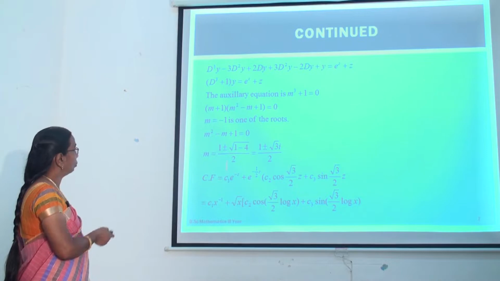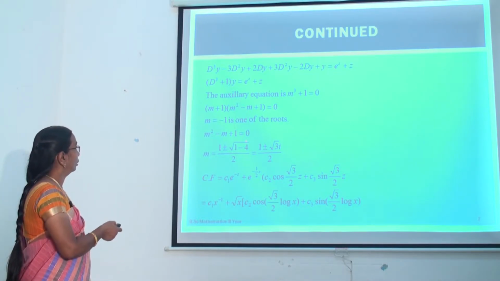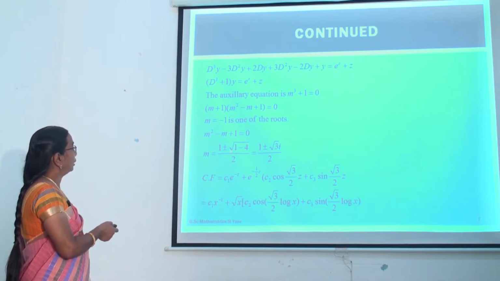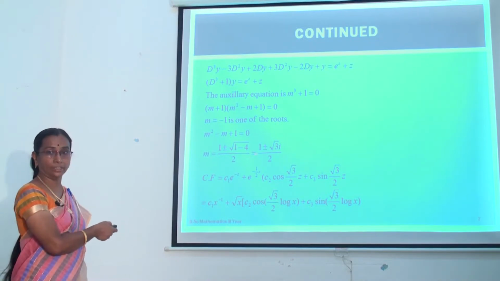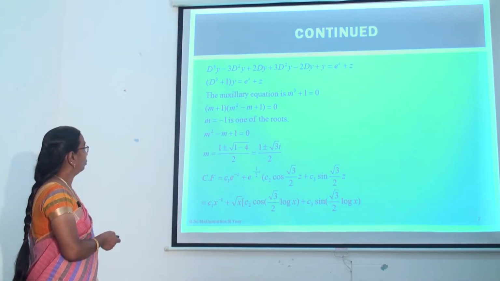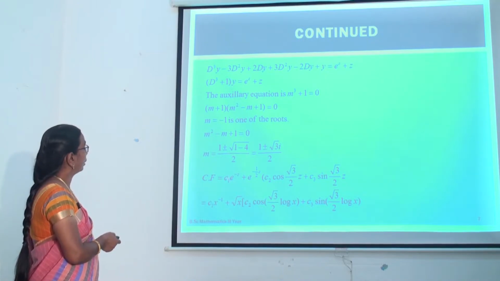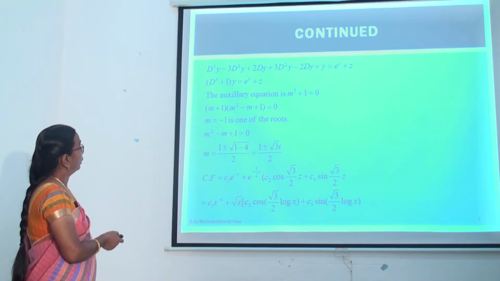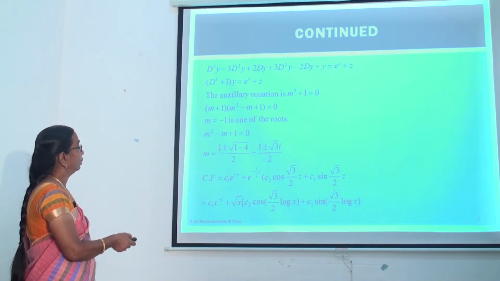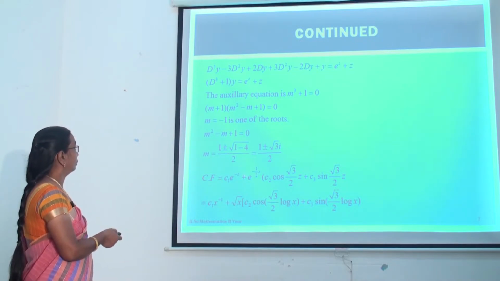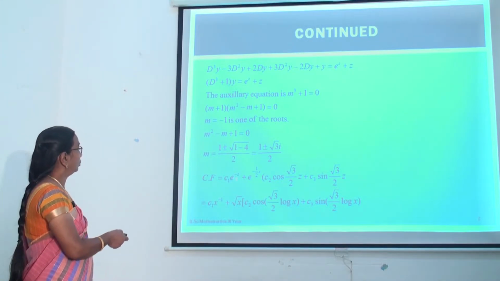Therefore, CF is equal to, totally you are getting 3 roots, but the second one is a combination of both real and complex. So you will get the first term as C1 into e power minus z, plus for the second one you should write e power real part, and that is 1 by 2 z, then C2 cos root 3 by 2 z plus C3 sin root 3 by 2 z. See, it is in terms of z, but the problem is in terms of x. So once again you have to convert z into x.